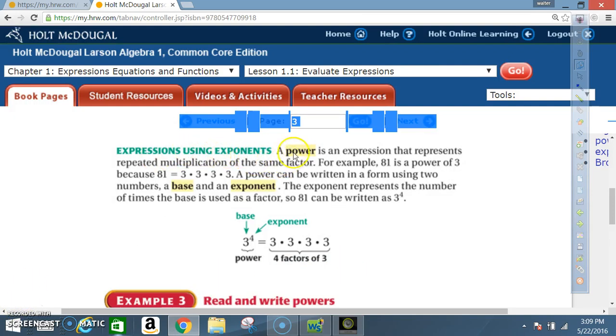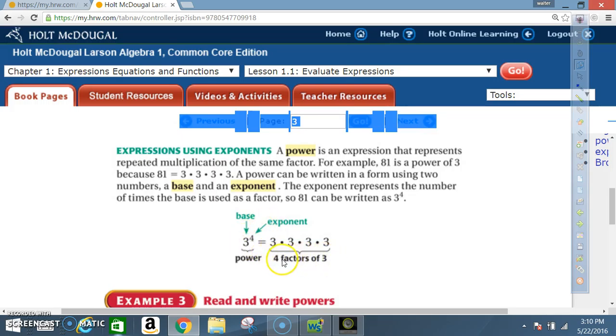Expressions using exponents. A power is an expression that represents repeated multiplication of the same factor. For example, 81 is a power of 3 because 81 equals 3 times 3 times 3 times 3. A power can be written in a form using two numbers, a base and an exponent. The exponent represents the number of times the base is used as a factor. So 81 can be written as 3 to the 4th. The base is 3. The exponent is 4.